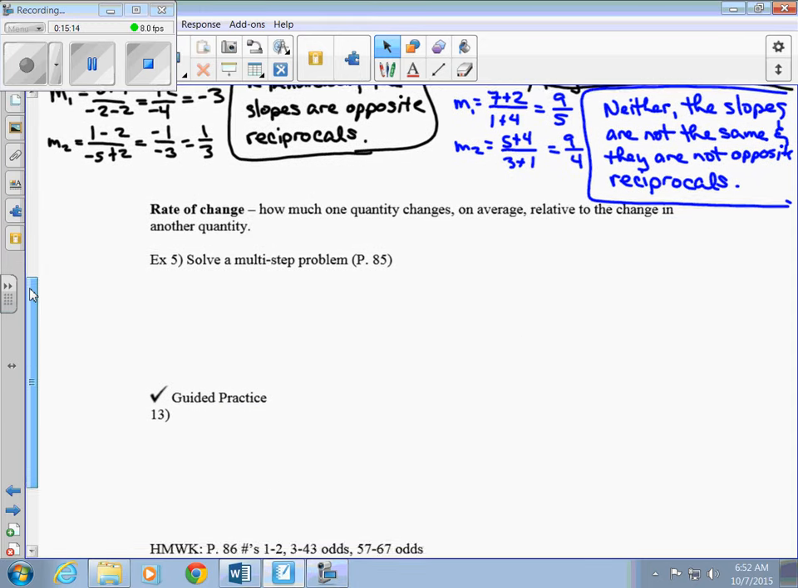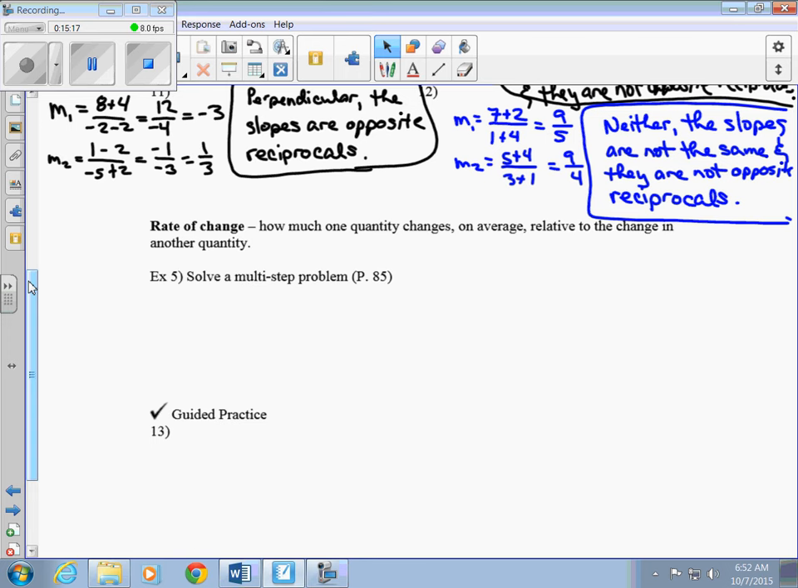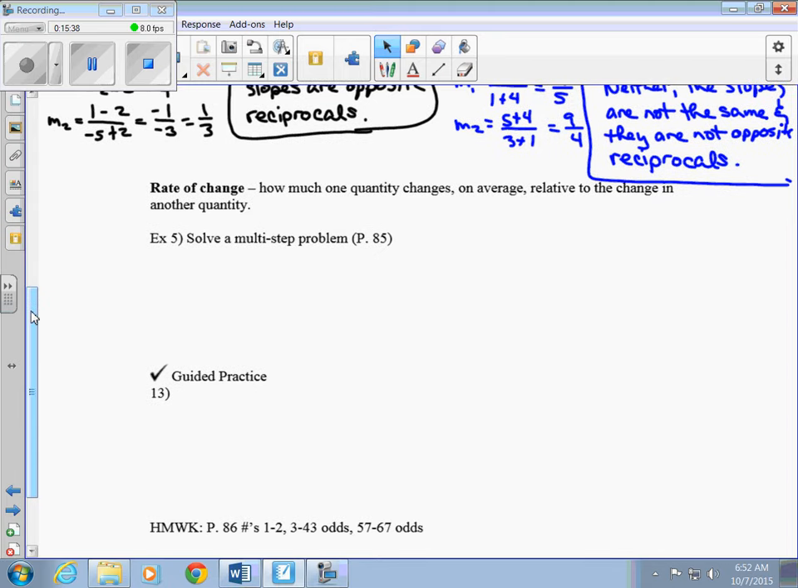All right, the next thing we're going to jump down to is the rate of change, and that's how much one quantity changes on average related to change in another quantity. Now, most of the time when we talk about rate of change, it's going to be how much something changes over time. So we're looking at page 85 in your book. It's on solving multi-step problems. And here's the problem we're going to look at. It says, we're going to use a diagram which illustrates the growth of a giant sequoia to find an average rate of change in the diameter of the sequoia over time. Then predict the sequoia's diameter in 2065.